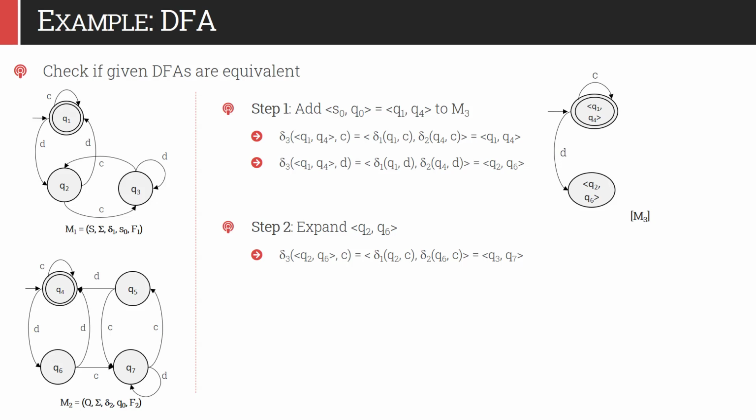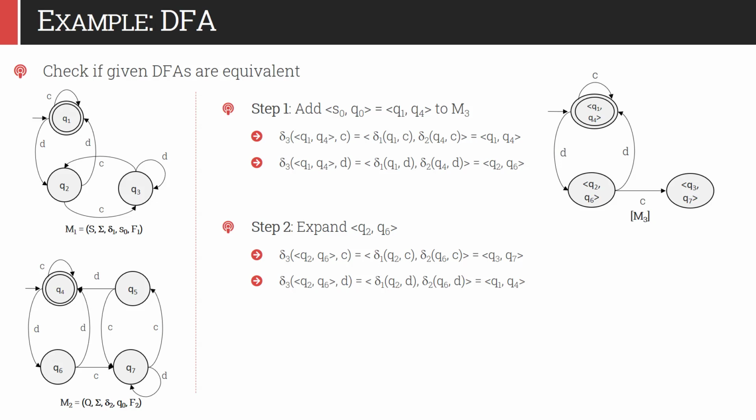So when we read C from Q2, Q6 combined state in machine M3, it will lead us to Q3, Q7 state. Again, neither Q3 nor Q7 are final state in original machine. So this will also not be the final state. Same we have to find out for input alphabet D, and that gives us Q1, Q4. So from Q2, Q6, if we read D, then it will lead us to Q1, Q4 state. So Q1, Q4, Q2, Q6, these two are expanded.